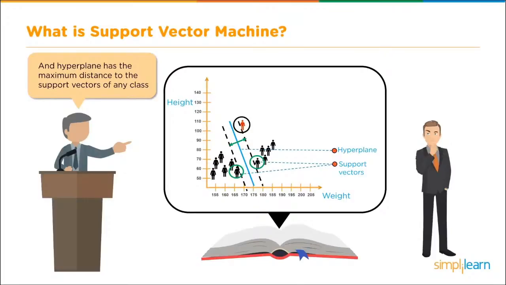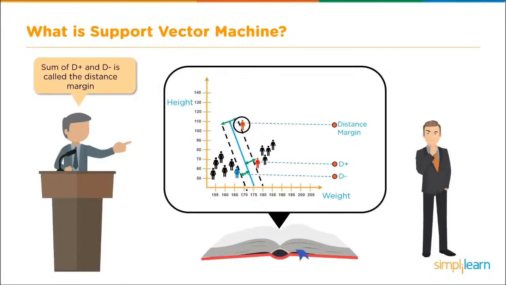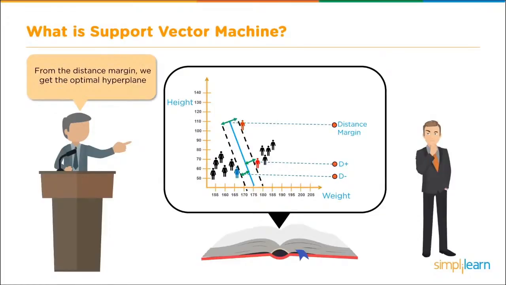The math behind this is very simple. We take d plus, the shortest distance to the closest positive point, which would be on the men's side, and d minus is the shortest distance to the closest negative point, which is on the women's side. The sum of d plus and d minus is called the distance margin, or the distance between the 2 support vectors that are shown in the dashed lines. And then, by finding the largest distance margin, we can get the optimal hyperplane.